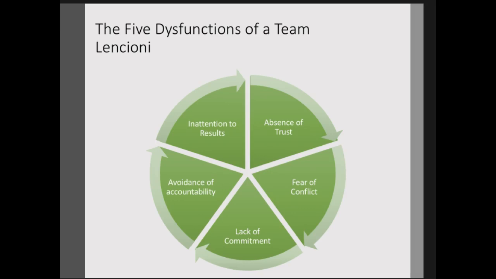Avoidance of accountability is ducking the responsibility to call peers on counterproductive behavior, which sets low standards, and also not holding yourself responsible for what's going on. Finally, inattention to results: focusing on personal success, status, and ego before focusing on what the team is working towards.